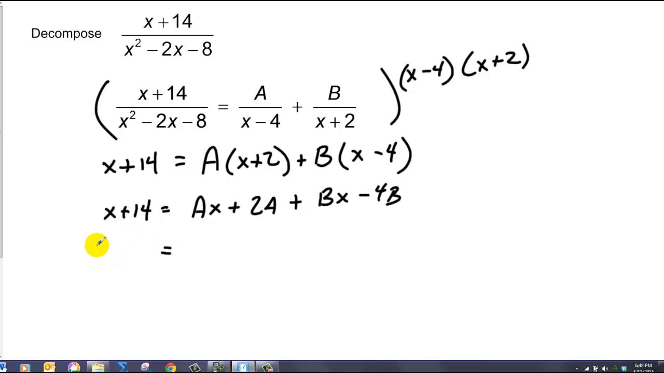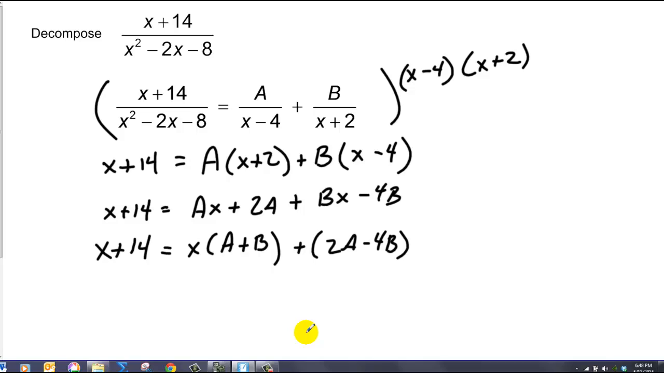And what I'm going to do next, because I'm trying to solve for a and b, but it seems kind of confusing at this point because I've got 3 different variables going on. So this next step will help us get to this solution. I'm going to group the x terms together. So my x terms are a and b if I were to factor out an x. And then I have constant terms of 2a minus 4b.